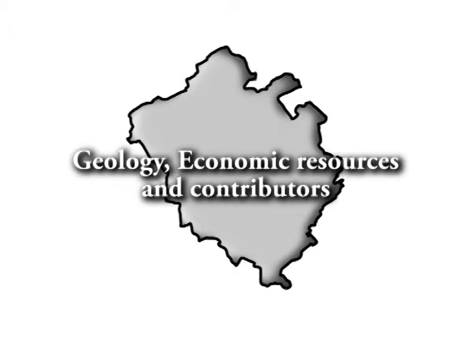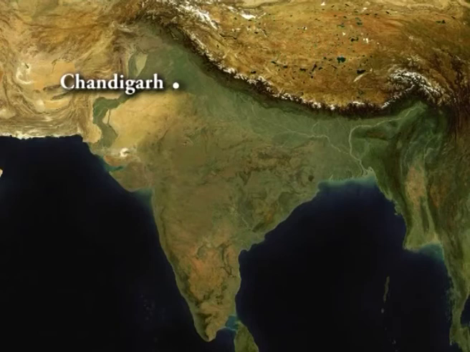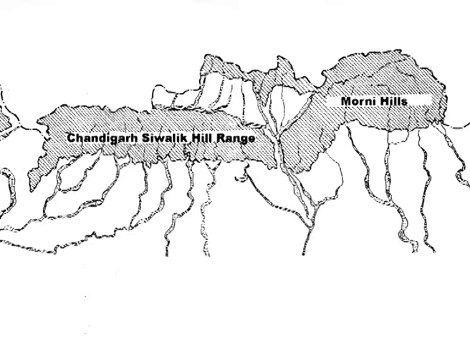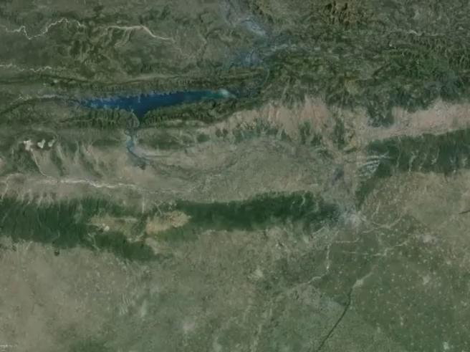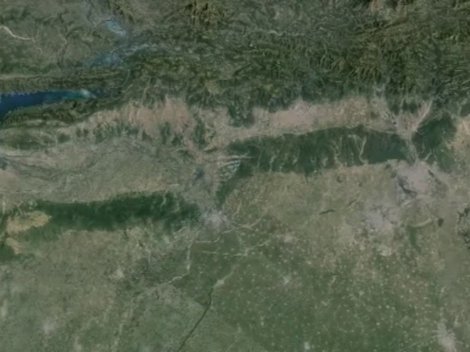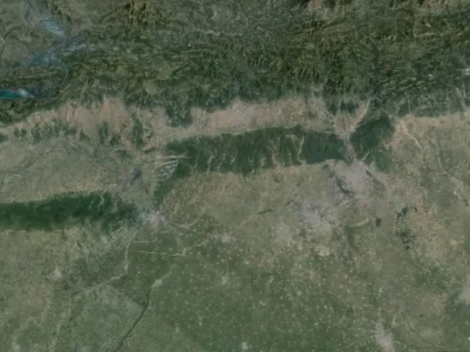Geology, economic resources and contributors. Geology. The Union Territory of Chandigarh is located in the foothills of the Shivalik hill ranges in the north, which forms a part of the fragile Himalayan ecosystem. It is surrounded by Kandi in the northeast and Sirowal and alluvial plains in the remaining part.